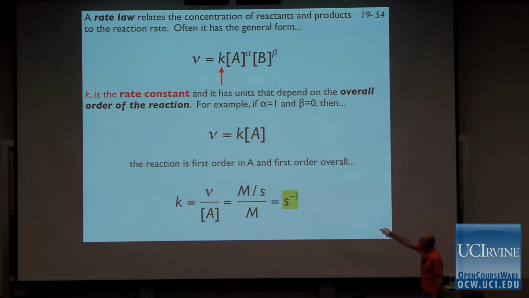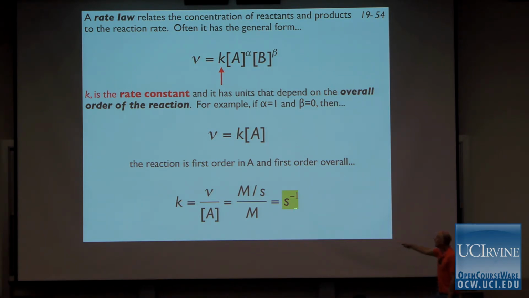Let's look at this in a little more detail. k is the rate constant. For example, if alpha is 1 and beta is 0, then the reaction is this, because if beta is 0, that's just 1. The reaction is first order in A and first order overall because 1 plus 0 is 1. Okay, so what's k going to be? You can always figure it out. You take the rate law, and all you do is solve for k. k is the rate over the concentration of A. I know the rate is molar per second, A is molar, and so that means the units of k have to be per second. So if you want to know what the units of the rate constant are, solve for it in the rate law, plug in the dimensions of the other variables, and just calculate what the dimensions of k have to be. Just do a little dimensional analysis on k.